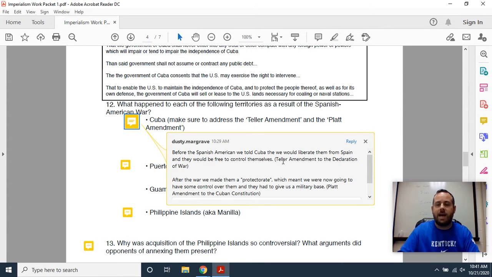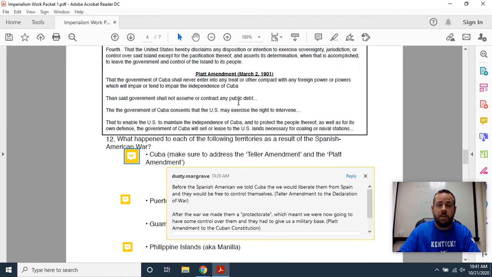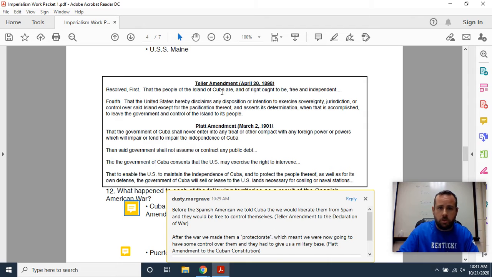This is what's called the Teller Amendment to our declaration of war. In the Teller Amendment, we tell Cuba that they will be allowed to control their own destiny, that they will be free. I'll scroll up here and show you. This is what the Teller Amendment said, that the people of the island of Cuba are and of right ought to be free, and that the U.S. disclaims any disposition or control over said island.